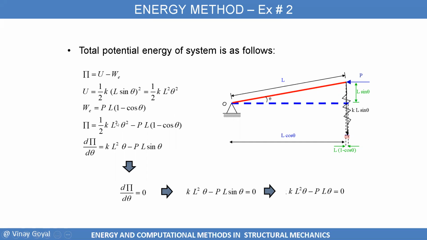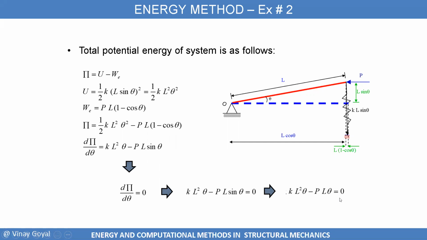Pi is 1/2 K L squared theta squared minus PL times 1 minus cosine theta. Here, we can see the derivative of pi with respect to theta. The derivative of pi with respect to theta gives me KL squared theta minus PL sine theta. So if I set the derivative of pi with respect to theta to 0, KL squared theta minus PL sine theta. But sine theta could be close to theta for small theta. And so I get KL squared theta minus PL theta equals 0.